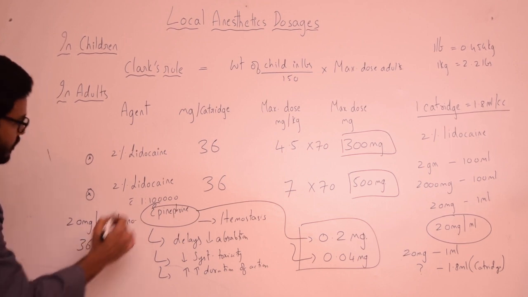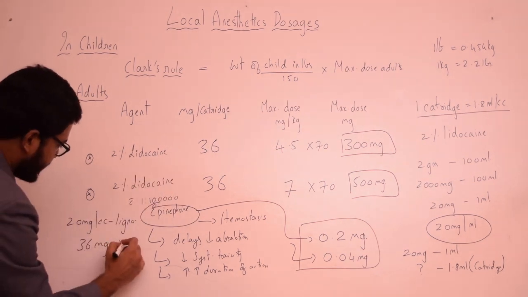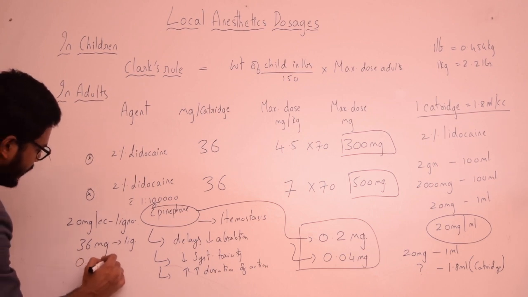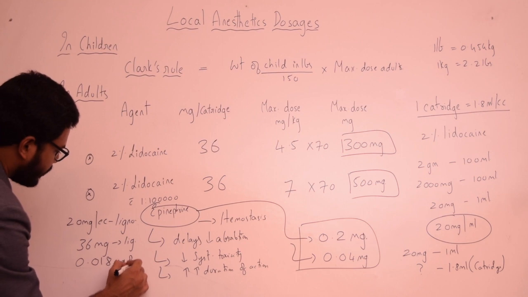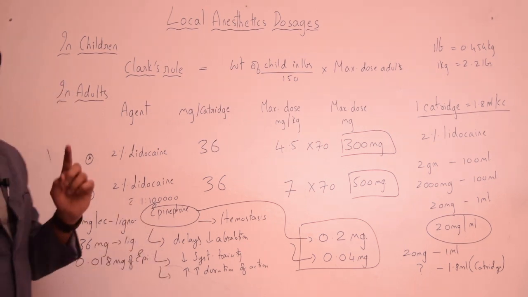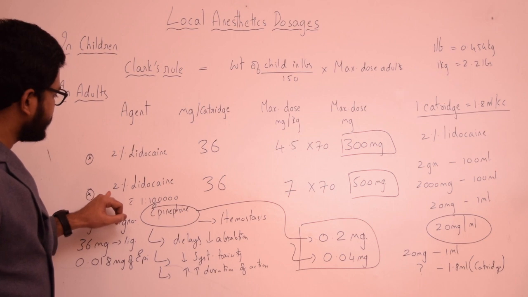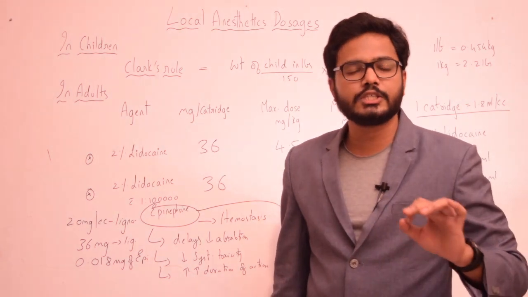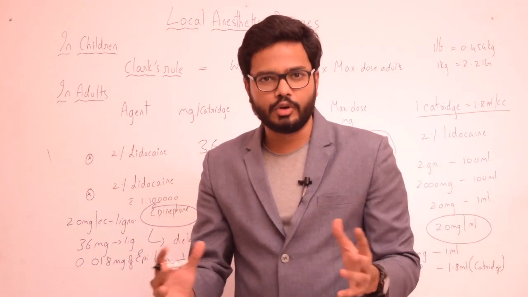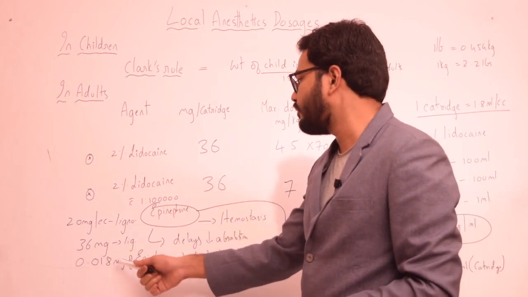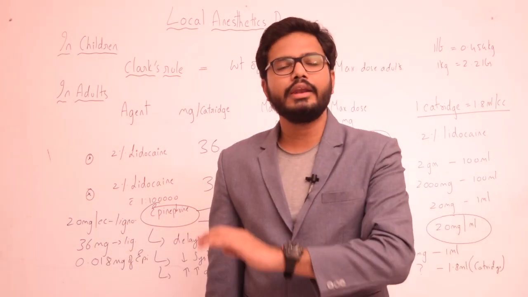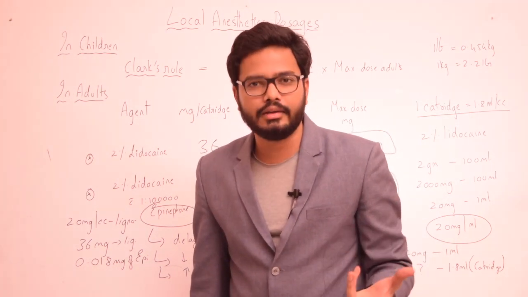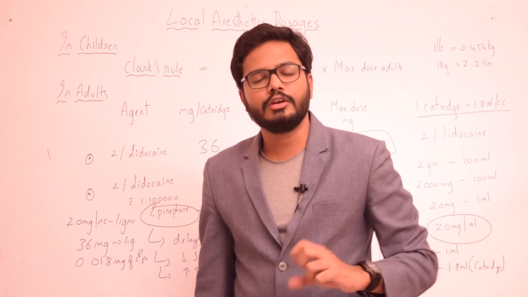And as I mentioned before, this cartridge contains 36 milligrams of lignocaine in total, and most importantly 0.018 milligrams of epinephrine, right? So each cartridge of 2% lignocaine with 1:1 lakh epinephrine contains 20 milligrams per ml concentration of lignocaine, 36 milligrams of lignocaine as a whole, and 0.018 milligrams of epinephrine. If you can remember these values and understand this, based on this you can answer any calculation question pertaining to local anesthesia dosages, right?